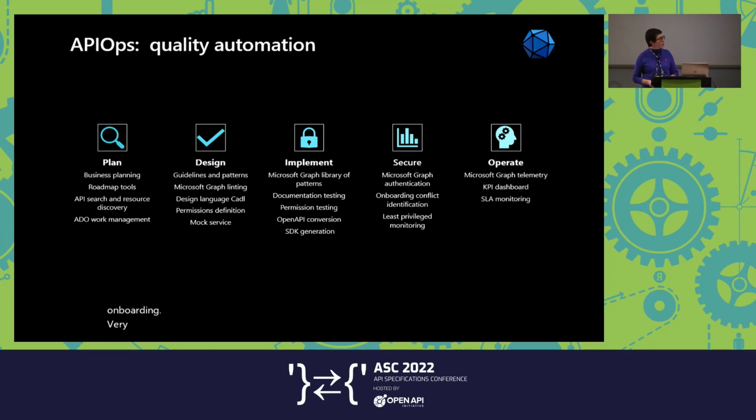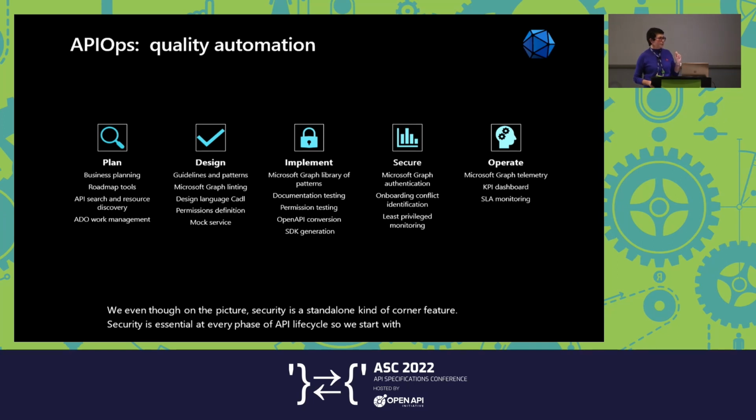A very important part of our API ops pipeline is security. Even though on the picture security is a standalone columnar feature, security is essential at every phase of the API lifecycle. So we start with designing security, authorization, and permissions along with designing the domain model and model for the API. Then security is expressed in a similar language as the API design description.